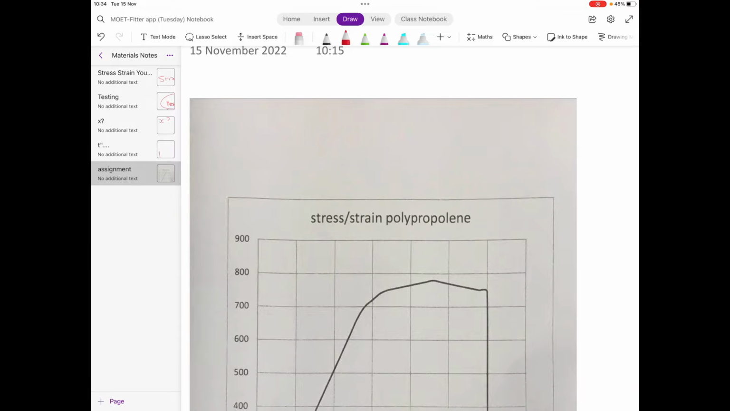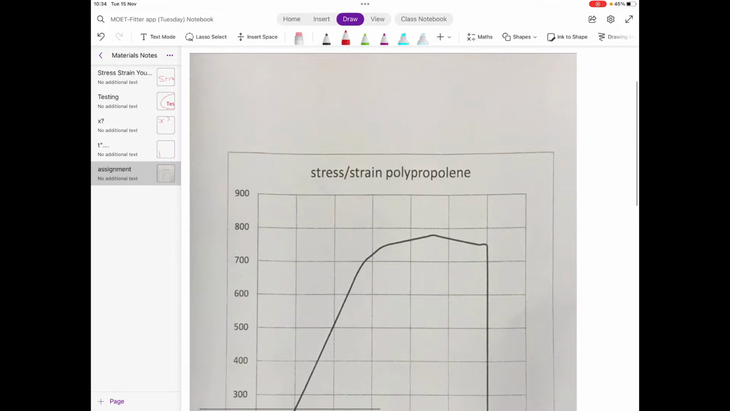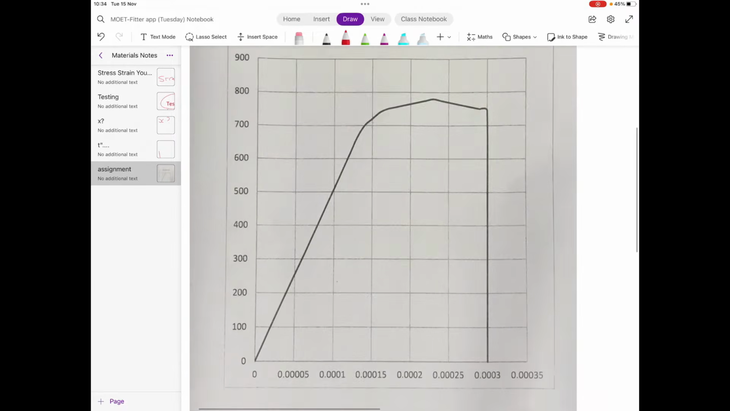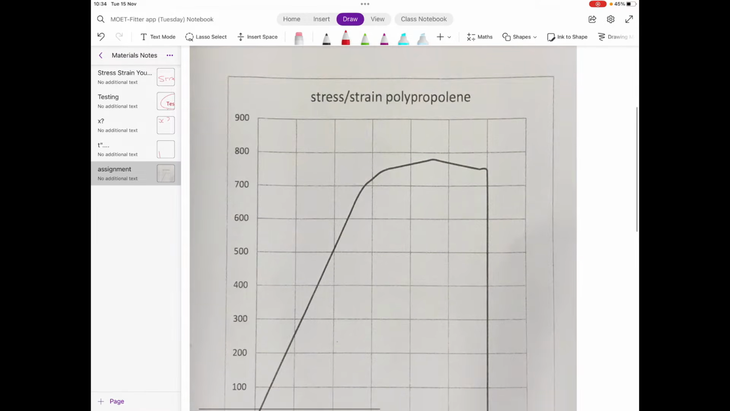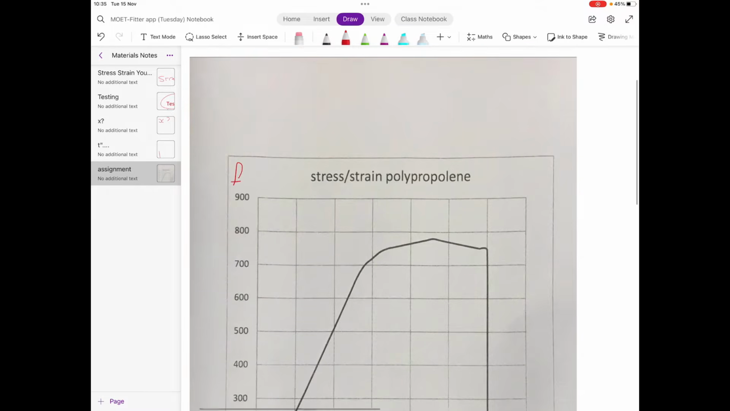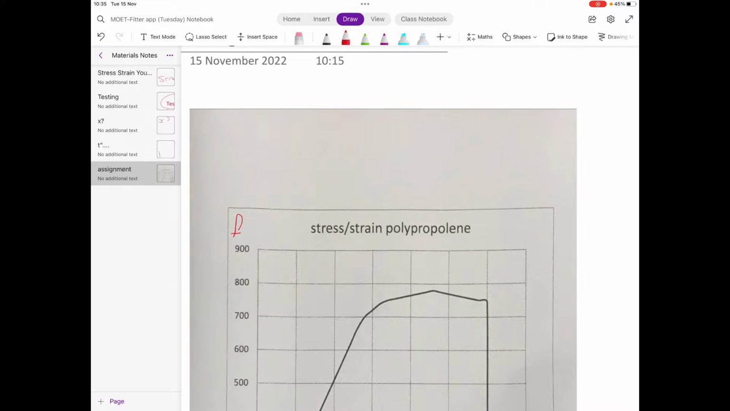Okay, so we're going to look at this stress-strain graph and how we're going to calculate Young's modulus from this. So along the bottom of this graph here we've got extension, X, and up the side here we've got force, F. Now these are all related by these three formulas. Stress is equal to force over cross-sectional area. Strain is equal to extension over original length, and Young's modulus, what we're after, is equal to stress over strain.